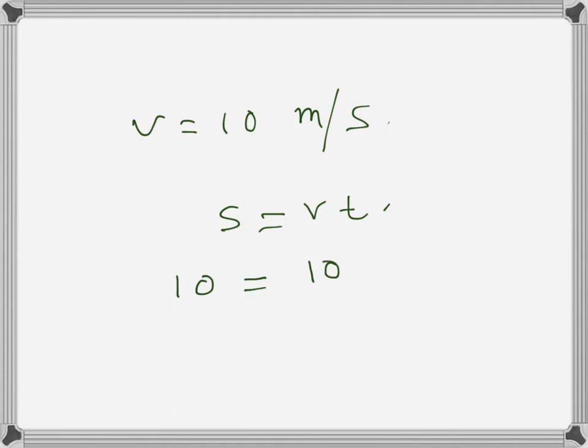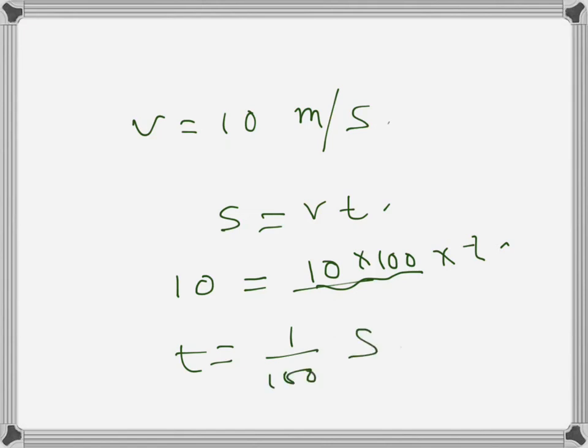So that will be 10 over, let's say, 10 times 100 to convert it into centimeter per second, times t. So this is velocity in terms of centimeter per second, so t becomes 1 over 100 second. So that's the amount of time it takes to penetrate 10 centimeter into the apple.